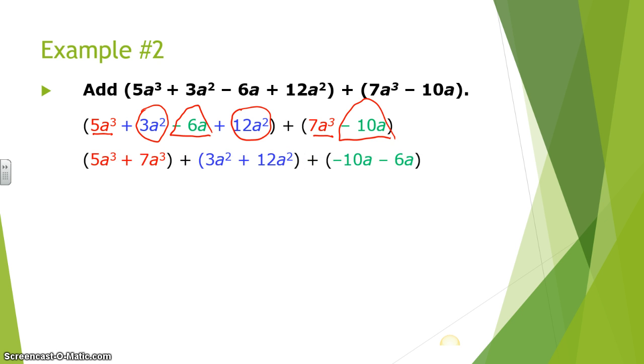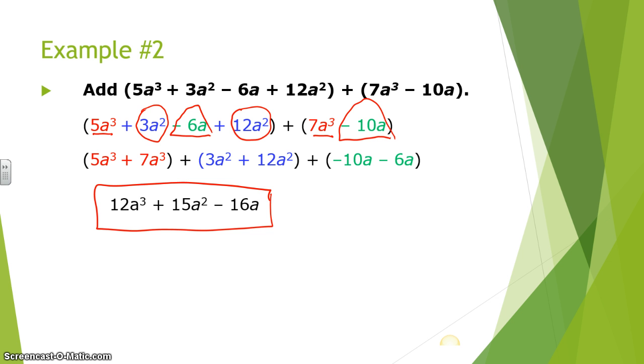Now we're going to put those like terms together. So I have 5a to the third plus 7a to the third plus 3a squared plus 12a squared plus a negative 10a minus 6a. So we'll combine that now to get 12a to the third, because 7 plus 5 is 12. 3 plus 12 is 15a squared. Negative 10 minus 6 is going to give me a negative 16a. So here is my final answer.